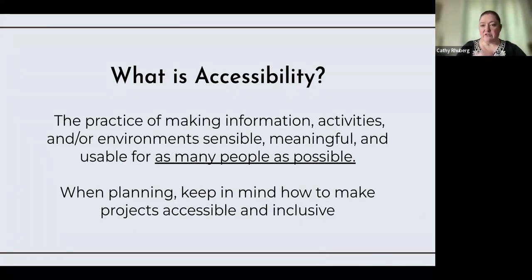So when we're planning projects for our town, our business, our organization, it's good to keep accessibility in mind so we can be inclusive in all we do.